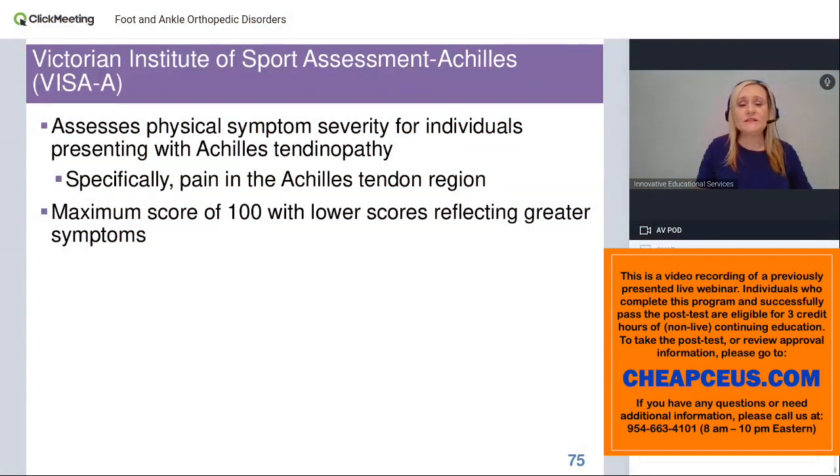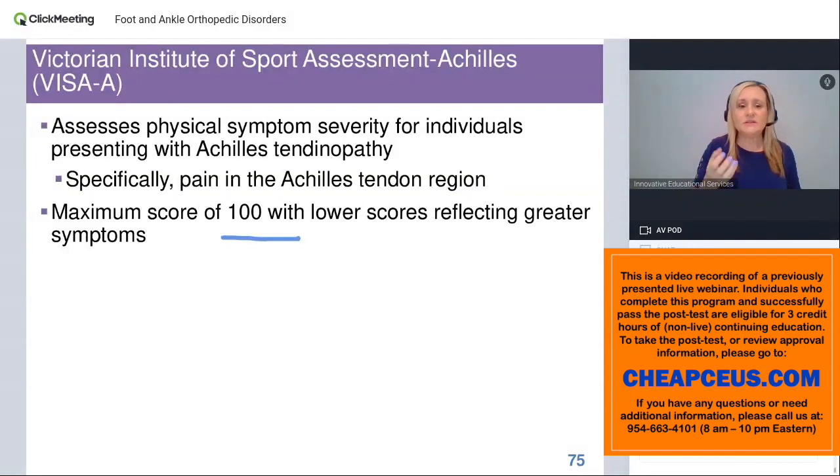The Victorian Institute of Sport Assessment Achilles. So, this is looking at our patients with Achilles tendinopathy. It looks at pain, function, sport participation for the individuals, specifically to that Achilles tendon. The maximum score is 100. So if it's lower, the individual is going to present with greater symptoms of the condition.